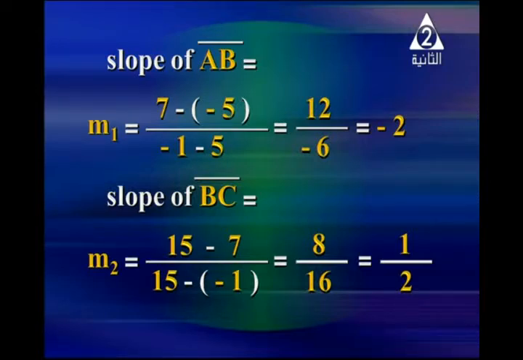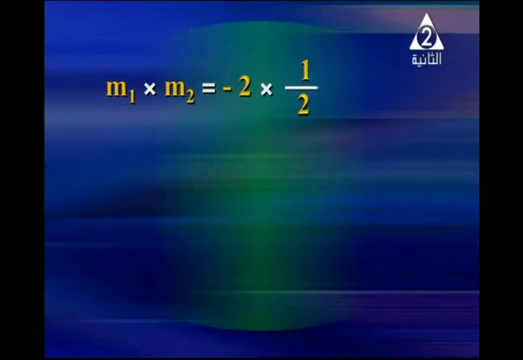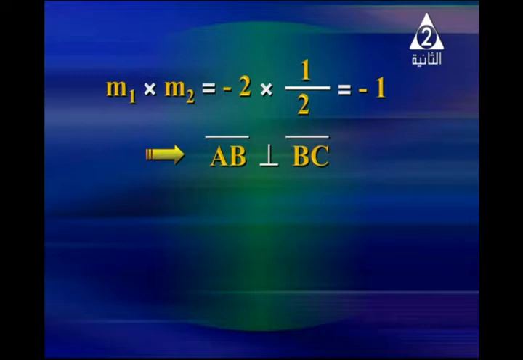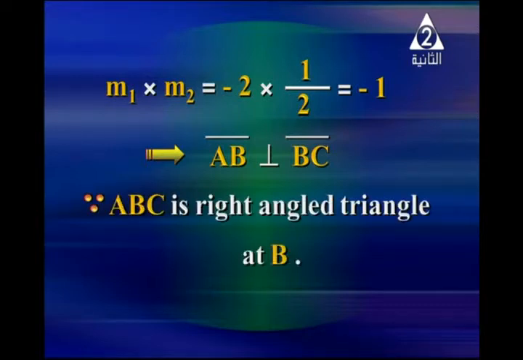You must notice that the product of the two slopes, -2 and half, will be -1. So by multiplying M1 by M2, it will be -2 multiplied by half to lead us as -1. In this case, we can say that AB and BC are perpendicular. Then triangle ABC will be right angle triangle at B. Can you find the area of this triangle?